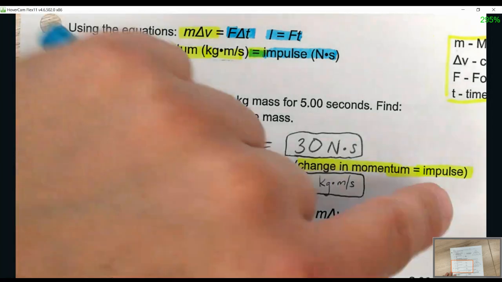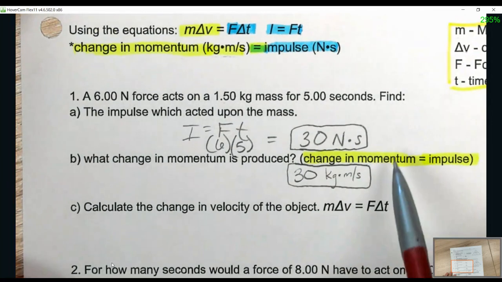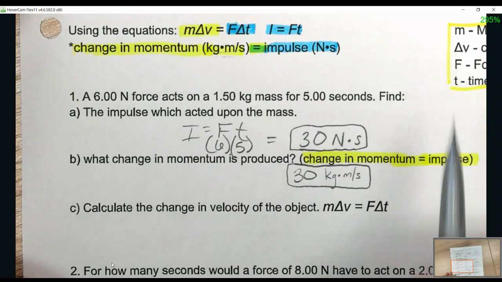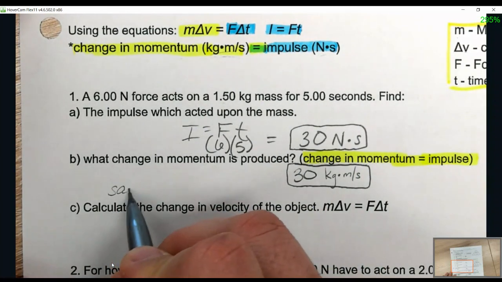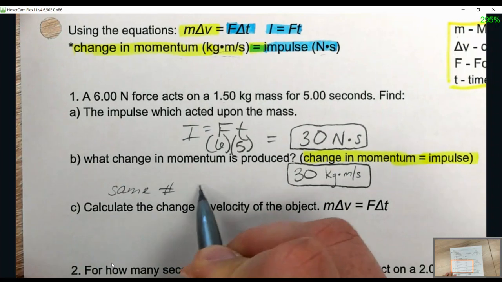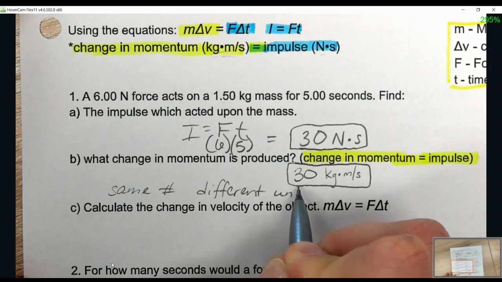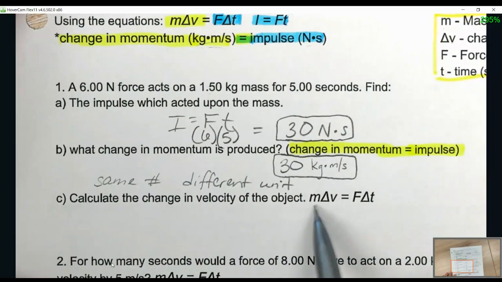So change in momentum is equal to the impulse, so it's the same number. You're just going to replace the unit. Momentum unit, kilogram meters per second. If it's the impulse that they're looking for, Newton seconds. So it's the same number. Different unit. Cool. So you can set these two things equal to each other.